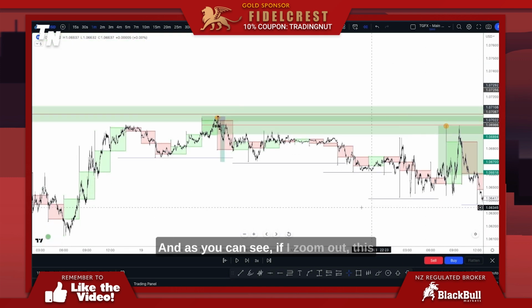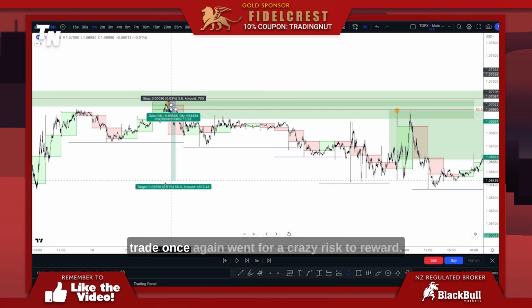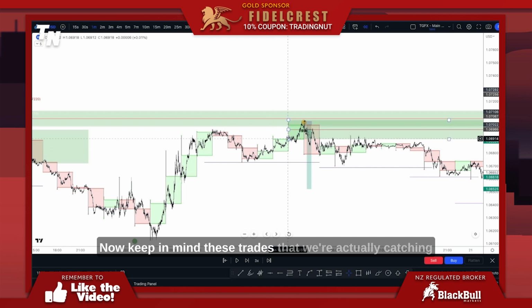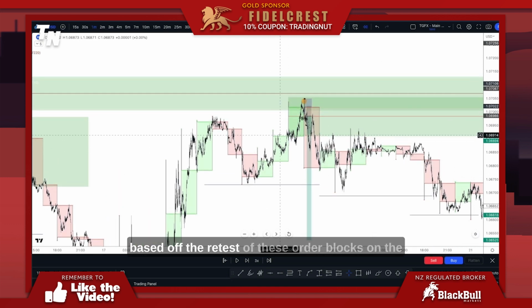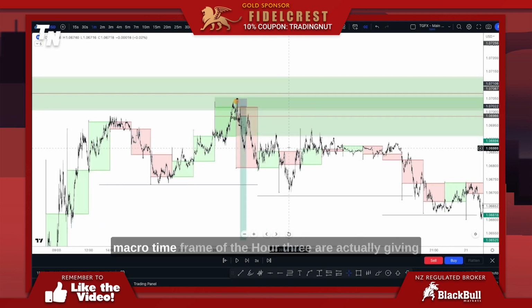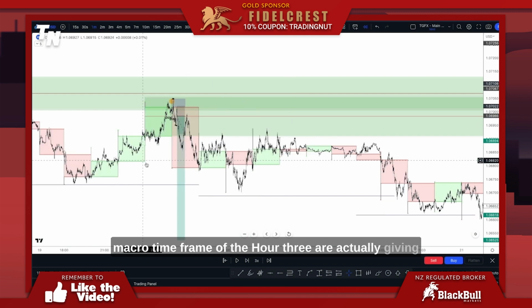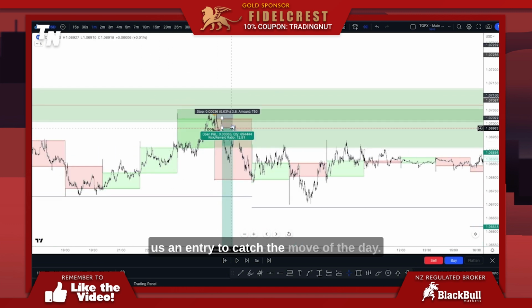And as you can see, if I zoom out, this trade once again went for a crazy risk to reward. Now keep in mind, these trades that we're actually catching based off the retest of these order blocks on the macro time frame of the H3 are actually giving us an entry to catch the move of the day.